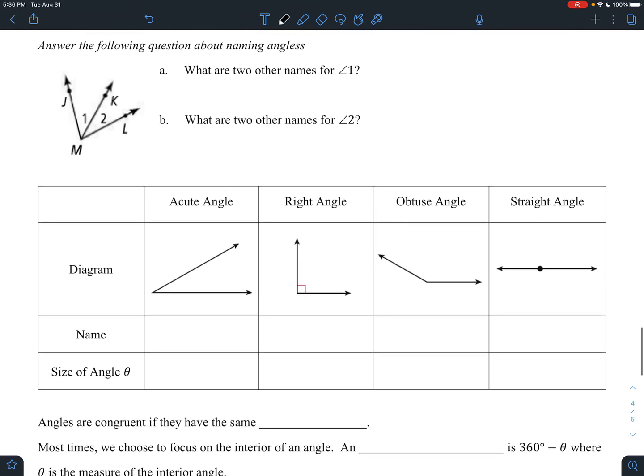So you could call this angle KMJ or angle JMK. I had a student in class say that we could call it an acute angle. It's not right. Actually, it's not an acute angle. It looks like an acute angle, but there's no lock here. There's nothing that says that this is a certain angle, right?